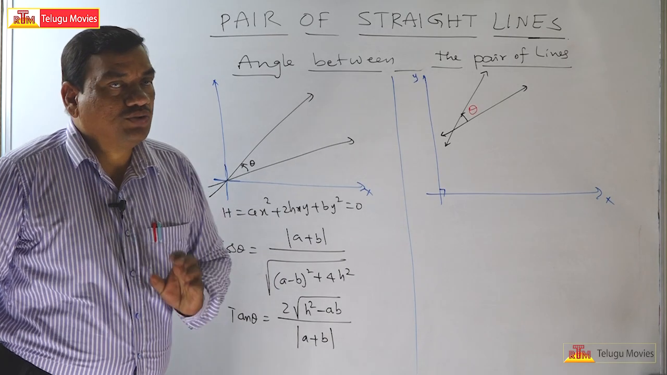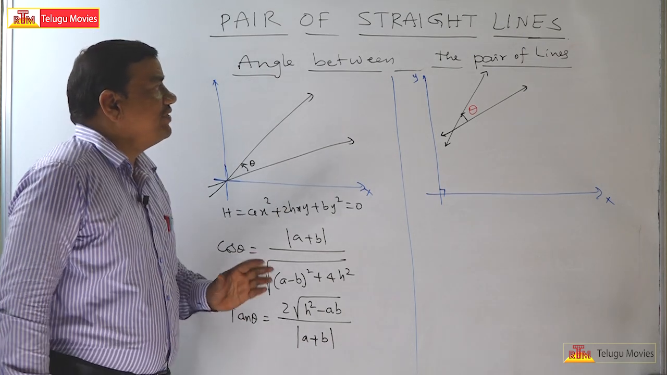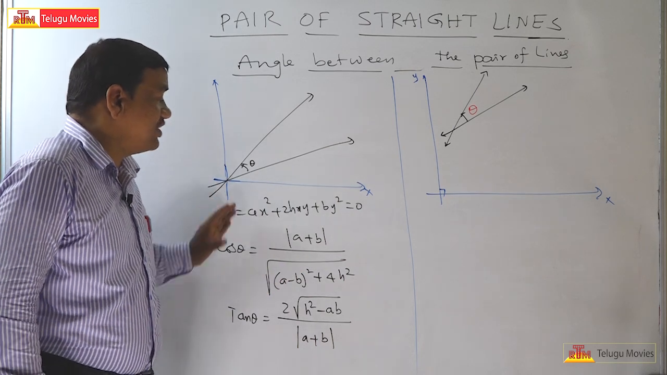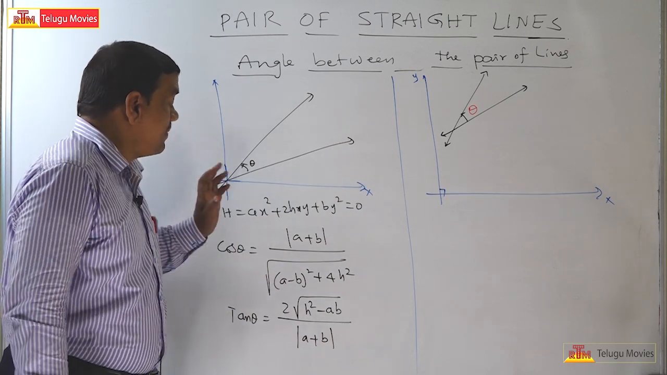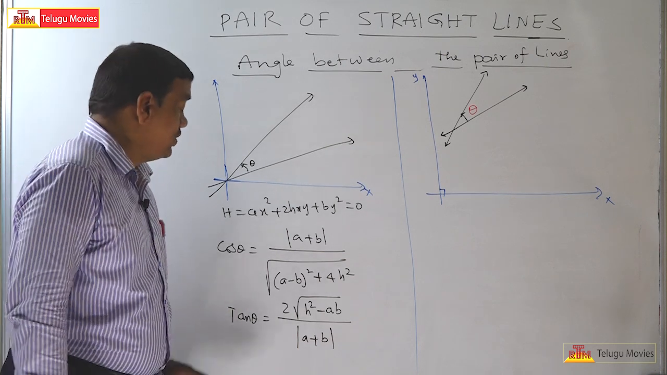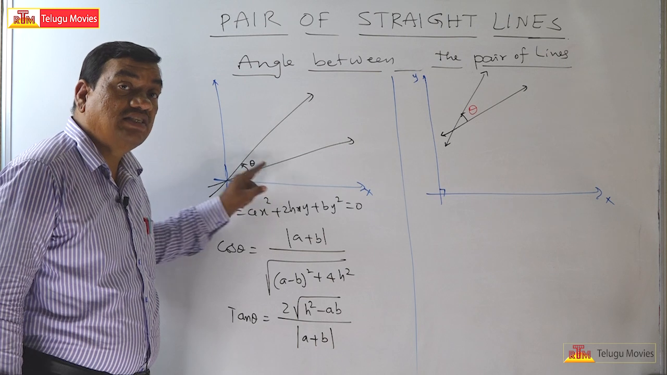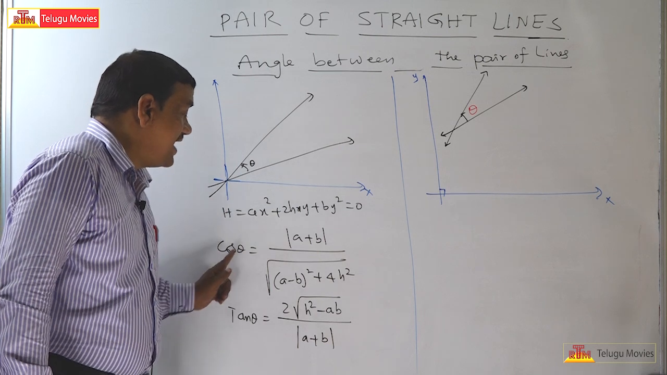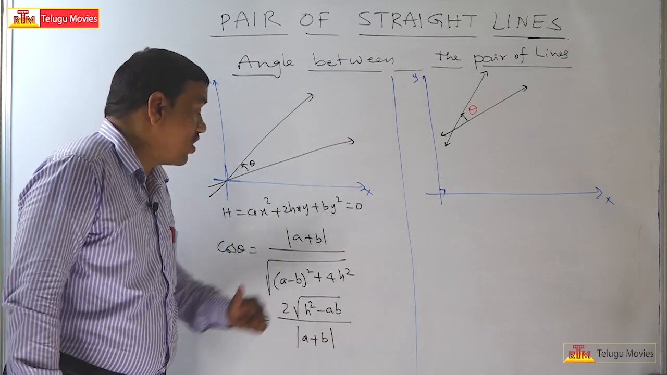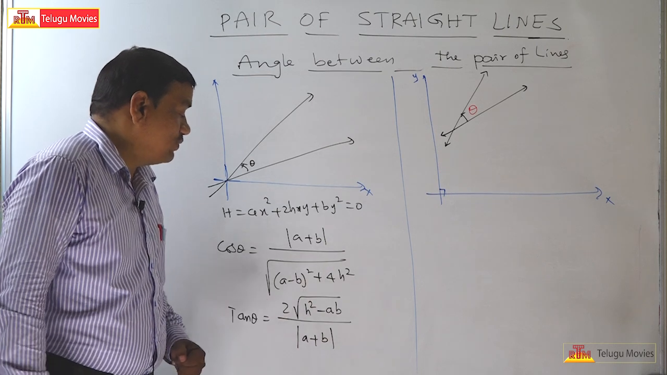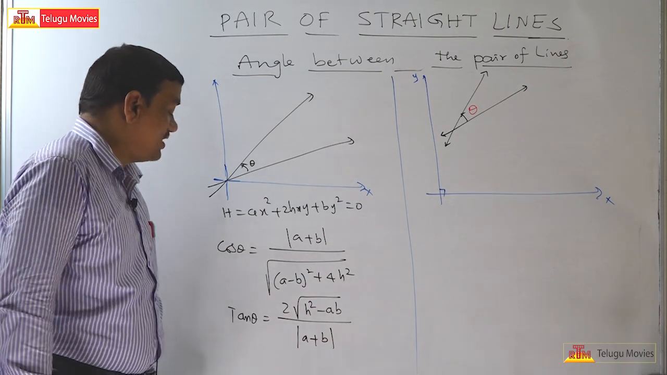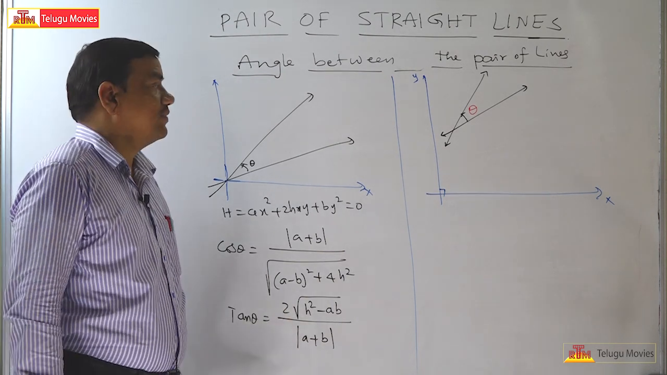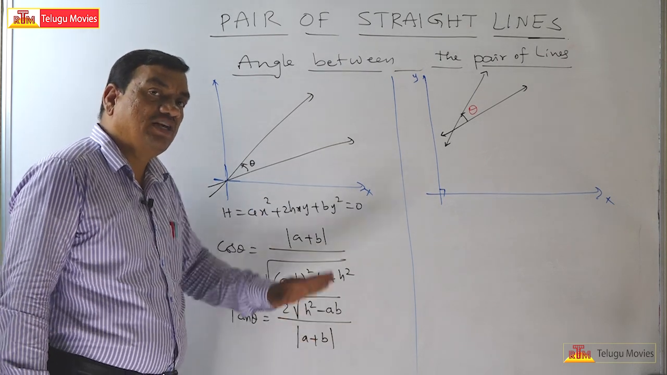Welcome back to this concept. The concept is the angle between the pair of lines. If the equation of the pair of lines is ax square plus 2hxy plus by square is equal to 0, these two lines pass through the origin. Therefore, the angle between them is cos theta is equal to modulus of (a plus b) upon root of (a minus b) whole square plus 4h square. If you want to find tan theta, it is 2 root of h square minus ab by a plus b. This we already know, I explained in yesterday's class.